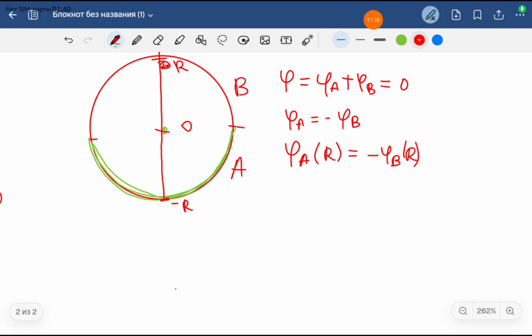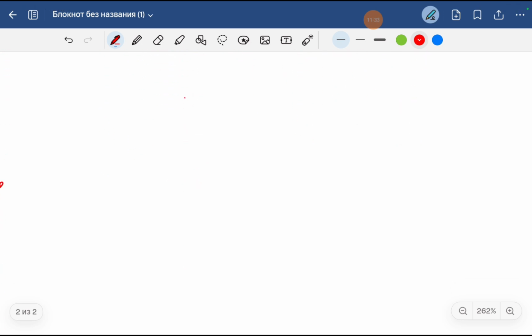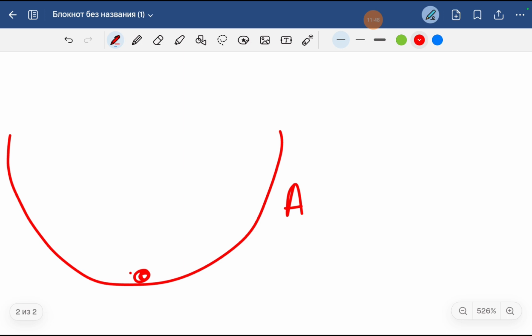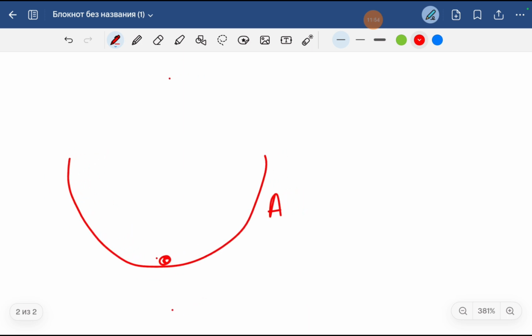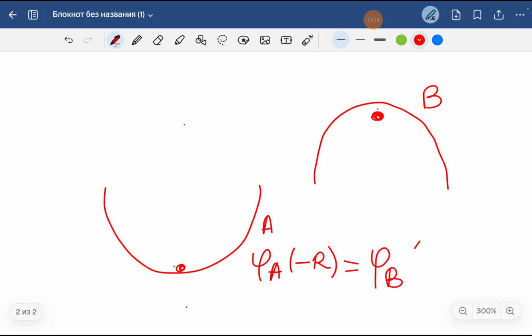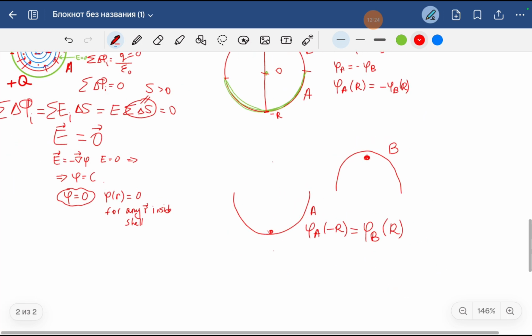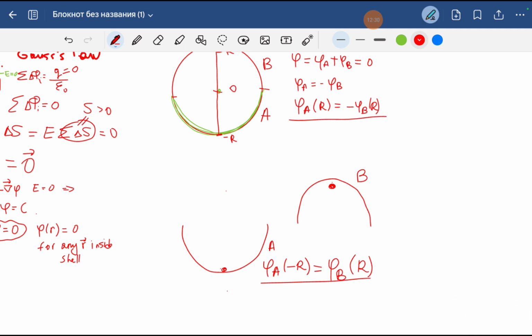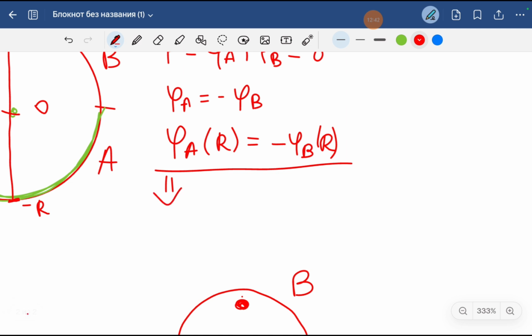Next, using symmetry considerations, let's consider a point near the bottom of the hemispherical shell A. Its potential is denoted as phi A of minus r. Now let's consider the symmetric point for hemispherical shell B. At this point, the potential must be the same, as it's simply a reflection of one hemispherical shell across the horizontal axis. Thus, the potential of hemispherical shell A at point -r must be equal to the potential of hemispherical shell B at point +r.